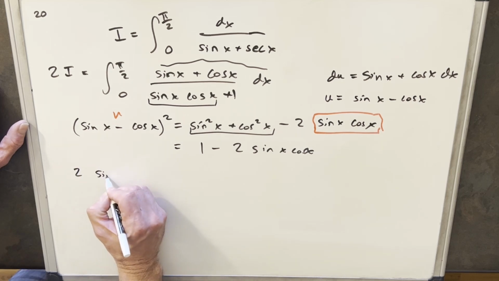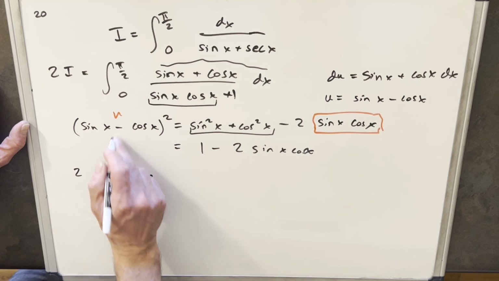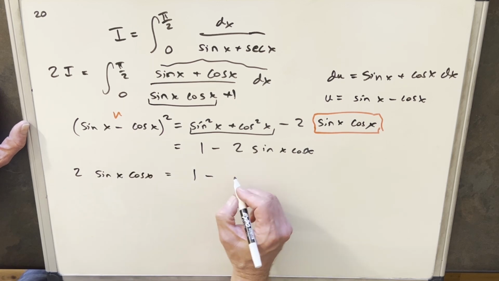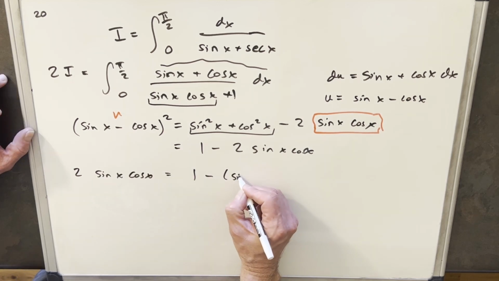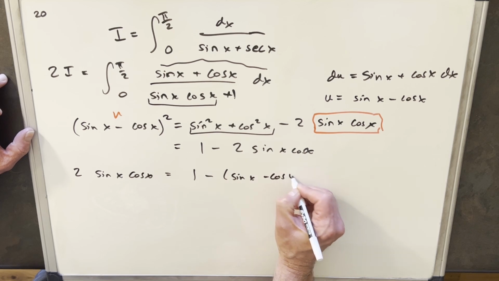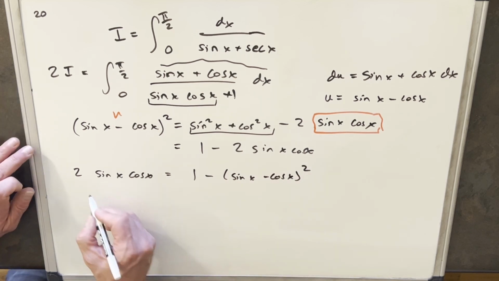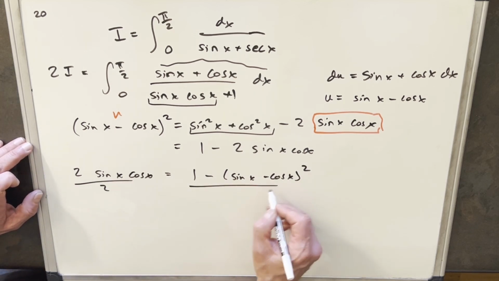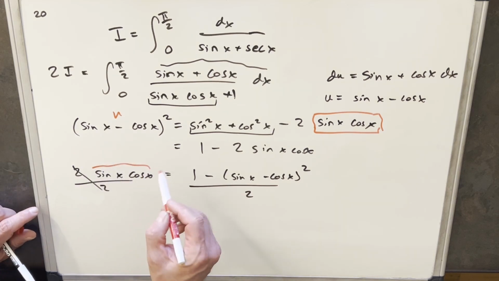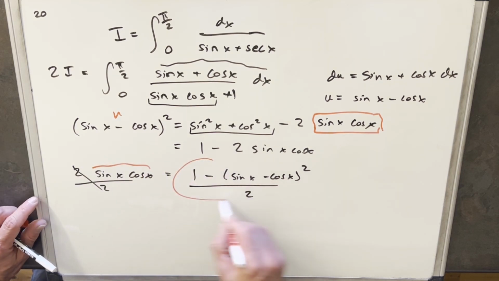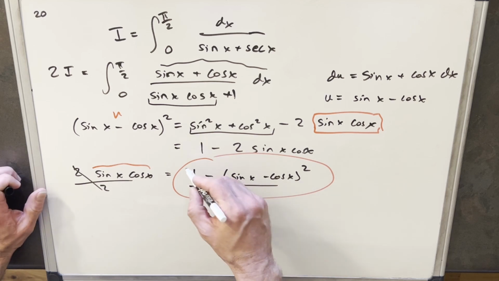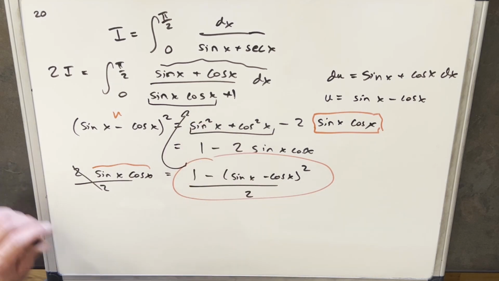So we're going to have 2 sine x cos x, and subtract this piece off is going to be equal to 1 minus, then here we're going to have our sine x minus cos x squared. And we just need to divide by 2 on both sides, right? And so now we've isolated this, and we have an expression for it. So now I'm just going to take this expression and plug it back in, and we'll continue.